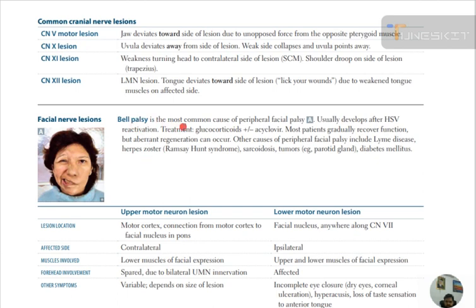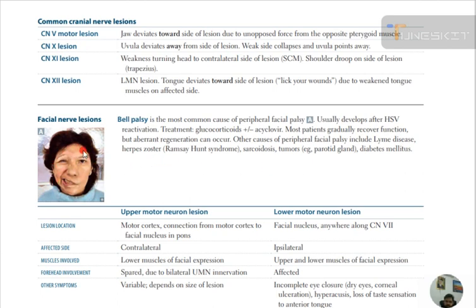Bell's palsy. Bell's palsy is the most common cause of peripheral facial palsy. It usually develops after herpes simplex virus reactivation. Its treatment is glucocorticoid plus or minus acyclovir. Most patients gradually recover function, but aberrant regeneration can occur. Other causes of peripheral facial palsy include Lyme disease, herpes zoster Ramsay-Hunt syndrome, sarcoidosis, tumor, parotid gland tumor, and diabetes. So these are the features of facial nerve palsy.